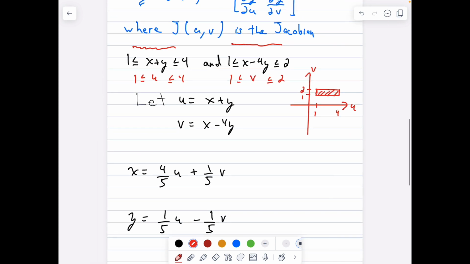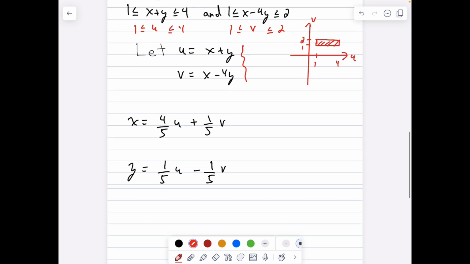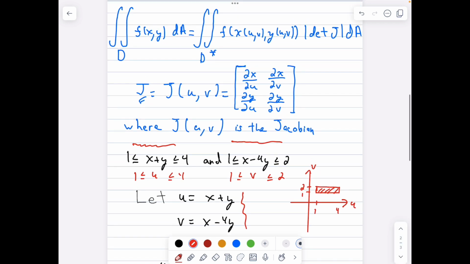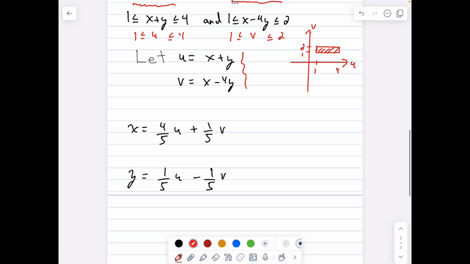Well, u would have to equal x plus y, and v equals x minus 4y, as you can see here. But my intent, based on the notation that you saw up here, was to solve for x and y in terms of u and v. So I used the elimination method. That's when you multiply two equations by a constant, or just one by a constant, and add them together, and you get rid of one of the variables. By the elimination method, this is what you get here.